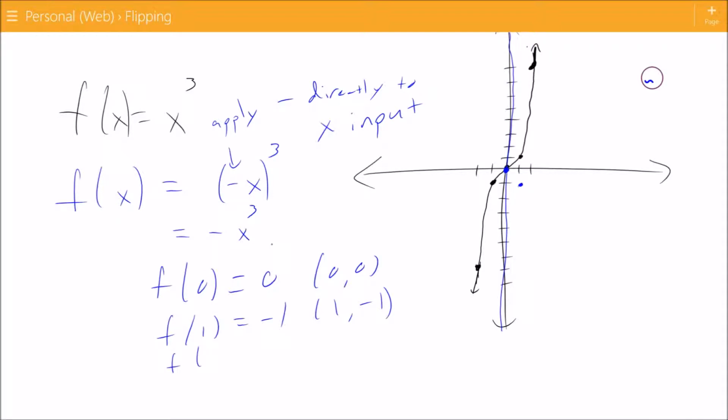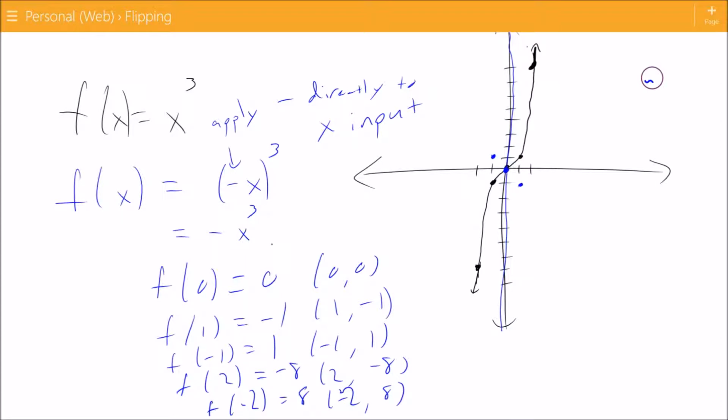I can also do f of negative 1, negative 1 cubed. That would give me positive 1. So I have negative 1, 1. We're starting to see this guy shape up here. And if I did f of 2, well, negative 2 cubed, excuse me, because we have to make it negative there, would give me negative 8. So I've got the coordinate 2, negative 8. And similarly for f of negative 2, that would give me positive 8. I'd have the coordinate negative 2, positive 8. That gives me one guy right there, one guy right there.